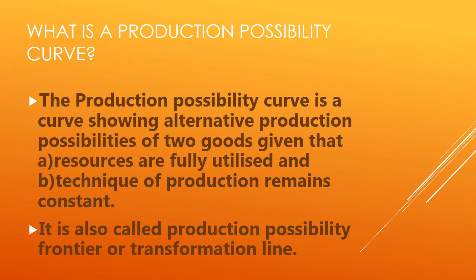So, what is a production possibility curve? The production possibility curve is a curve showing alternative production possibilities of two goods, given that A, resources are fully utilized, and B, technique of production remains constant. It is also called production possibility frontier or transformation line.